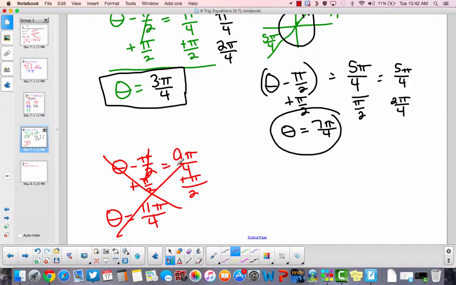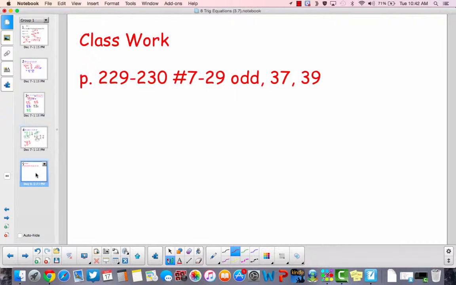Okay. All right, so here's what I want you to try for the rest of class. These are the problems I want you working on. Go back and check the intervals. If you're not sure, go back and look at the examples on pages 226 to 228, looking at examples 2, 3, and 4.